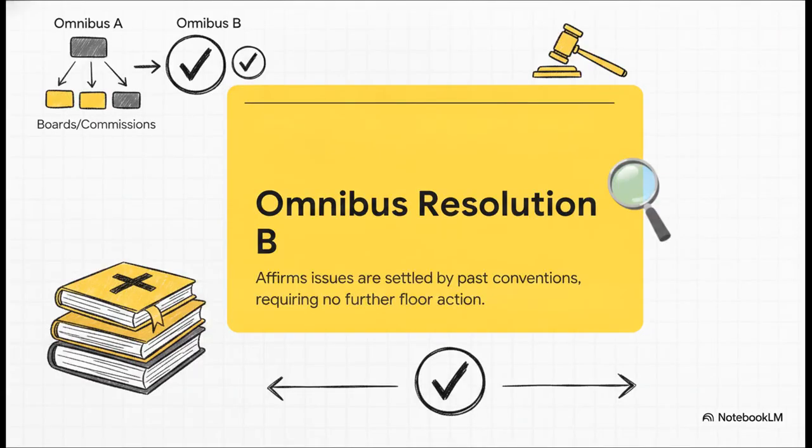To figure that out, we need to define our terms. Omnibus Resolution B is totally different from Omnibus A. Omnibus A refers items out for future action, but Omnibus B? It's basically a declaration that the issues raised in a group of overtures have already been settled by previous conventions. It requires absolutely no further floor action. It's essentially an affirmation of the status quo, basically saying, hey, the Synod has already spoken on this.